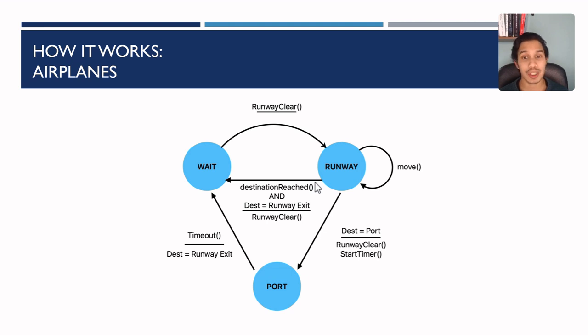So the final state machine looks like this, where we have the wait state where the airplane is stationary and doesn't do anything. We have the runway state where the airplane is moving across the runways, either to a port or to the exit of the runway. And we have the port state where the airplane is just waiting for a timeout at a port.